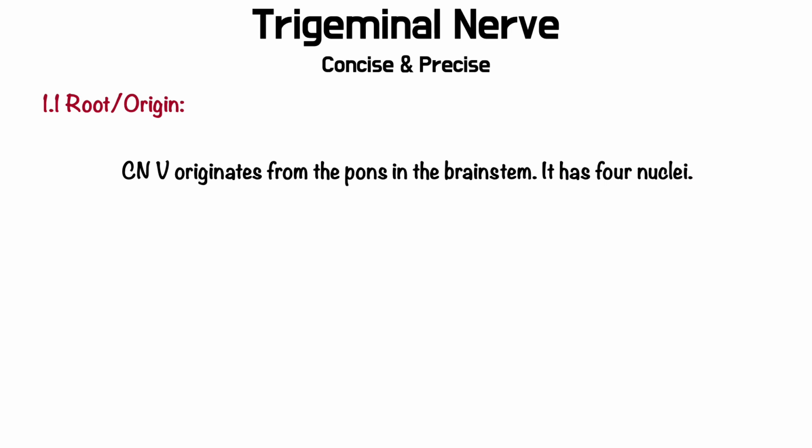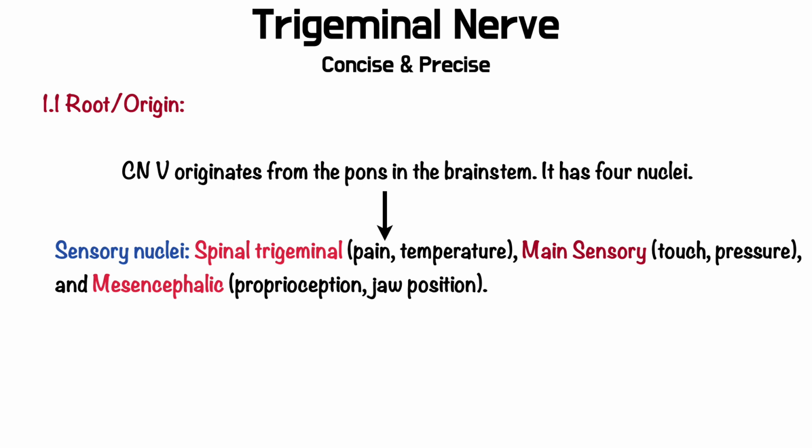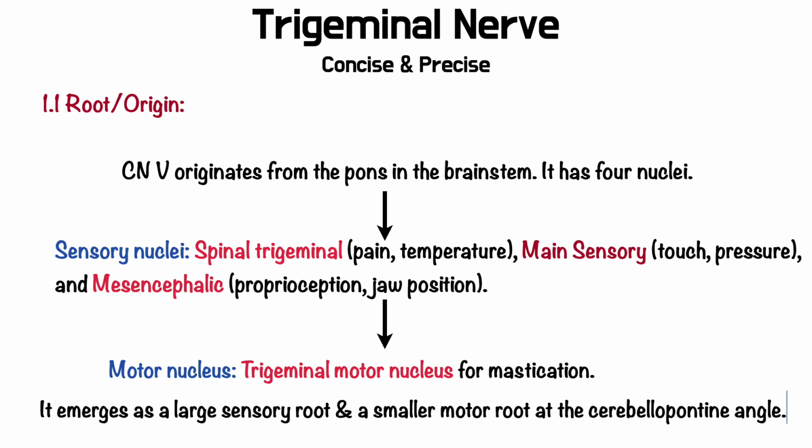Cranial nerve 5 originates from the pons varolii in the brainstem. It has 4 nuclei, 3 sensory nuclei and 1 motor nucleus. The 3 sensory nuclei are the spinal trigeminal, which senses pain and temperature, the main sensory, which senses touch or pressure, and the mesencephalic, which senses proprioception and jaw position. The motor nucleus is the trigeminal motor nucleus, which is used for mastication.